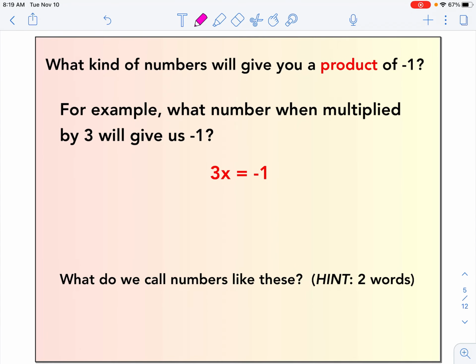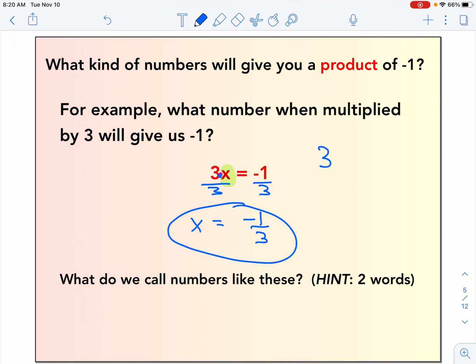So we're going to look at perpendicular lines. The first thing we're going to do is review what kind of numbers will give you a product of -1. For example, what number when multiplied by 3 will give us an answer of -1? So 3 times what number gives us -1? Well, we can actually just solve that. If we divide each side by 3, what we get is x would equal -1/3.